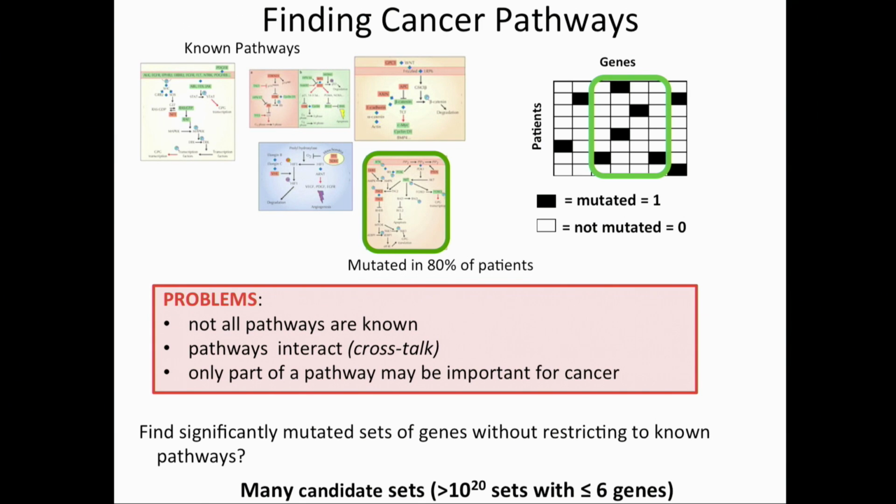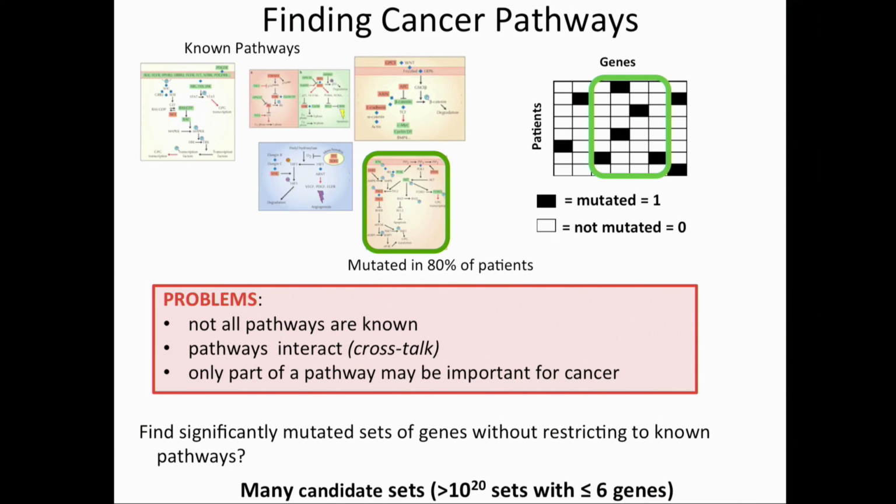But the problem with this approach is that there are just too many candidate sets. So there are more than 10 to the 20 sets with at most 6 genes. So the approach that I just described would be very computationally expensive, and it would also suffer from a lack of statistical power in identifying the important sets.